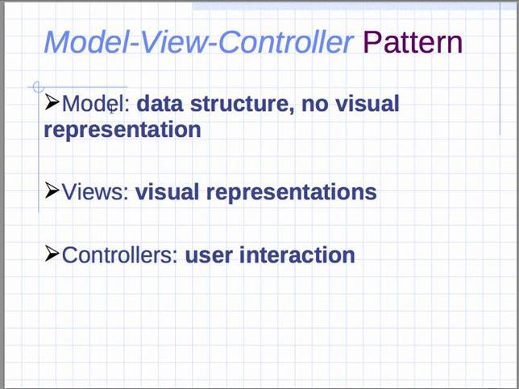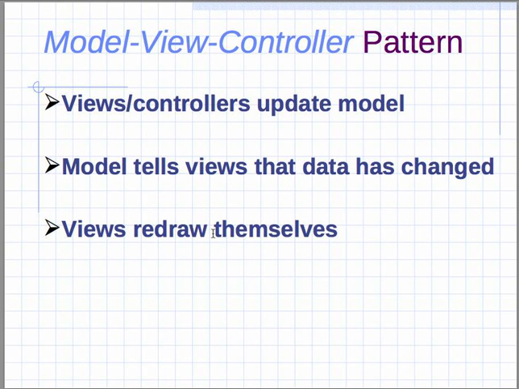The model, once again, is some data structure. It could be some database, could be actually just a way to get data from a remote database, and it has no inherent visual representation usually. The view is what visually represents the data that you get from the model. And controllers are what the user uses to interact and maybe change things. Controllers trigger some change in the data usually. So the views or controllers, usually controllers, update the model. The model tells the views that the data has changed, and the views redraw themselves. This is the usual sequence of events.